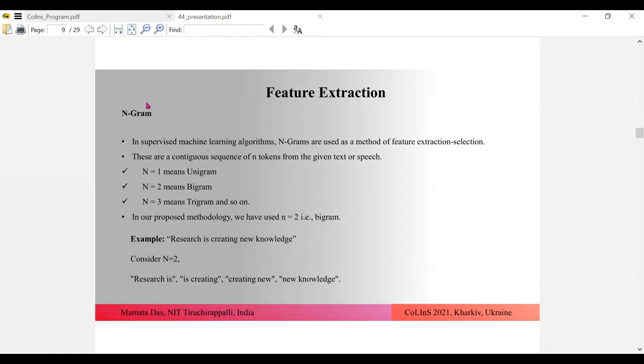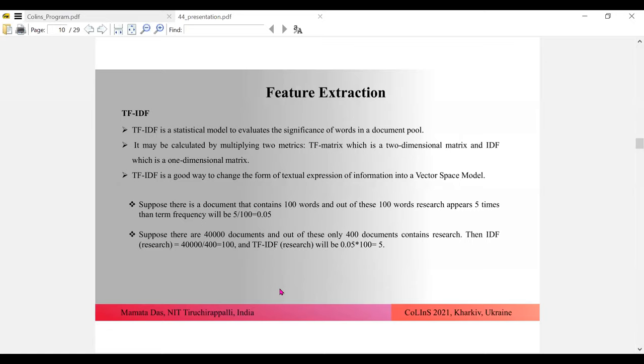We know that n-gram is used for feature extraction for supervised machine learning, and here n equals one for unigram, two for bigram, three for trigram, and so on. For example, if we have a sentence like "research is creating new knowledge" and we consider n equal to two, then it will be "research is", "is creating", "creating new", "new knowledge", and so on.